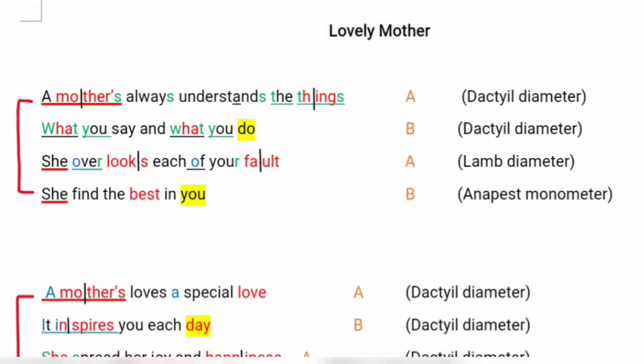I will explain my assignment of a poem, and let's get started. Okay, this is my poem. The title is Lovely Mother, and I want to read this poem before I describe it.